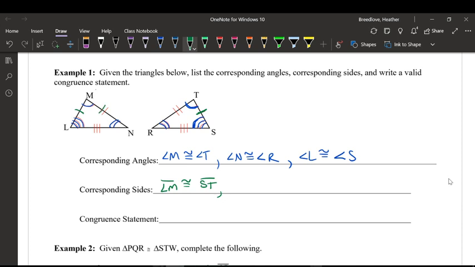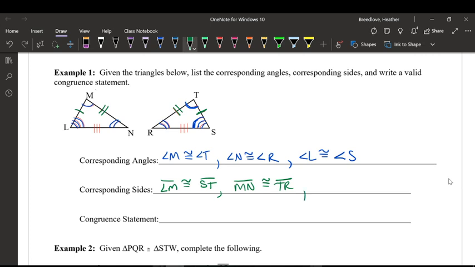And you have to have the letters in the correct order. So the next one with two lines, if I say M to N, I started with the angle with one line, M, so segment MN will be congruent to TR. I would write TR, not RT, because the one that matches it needs to match the order.